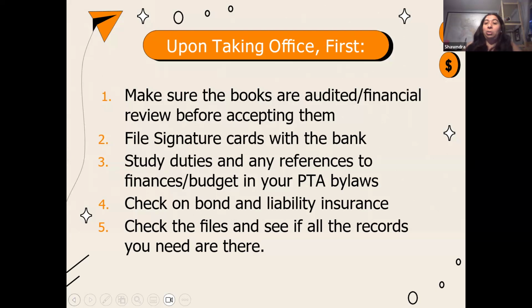You need to file signature cards with your bank, or whatever process your bank has, in order for you to get a debit card for your account. You need to study the duties and any references to the finances and budget that are in your specific PTA bylaws. Check on bond and liability insurance.